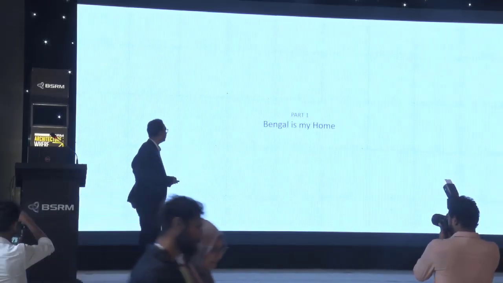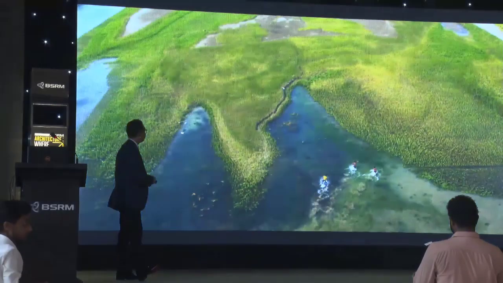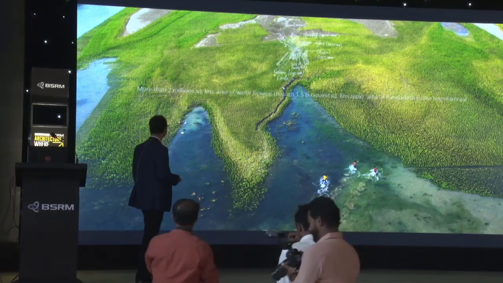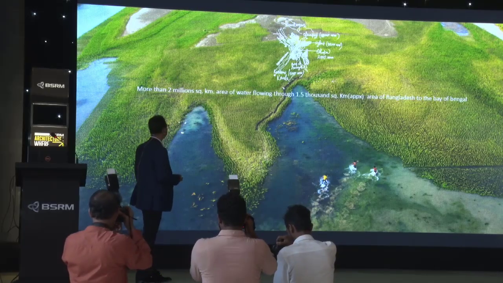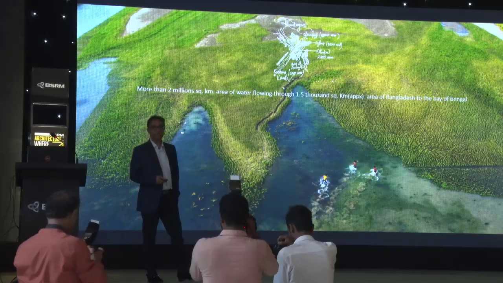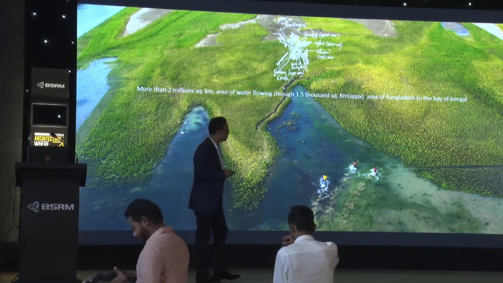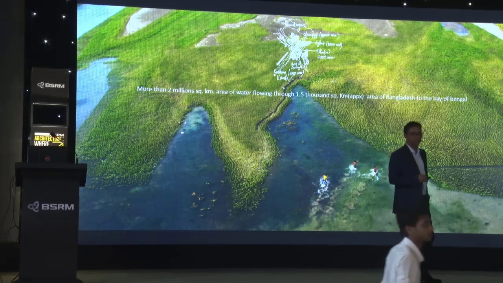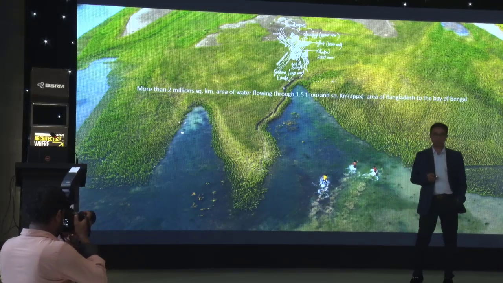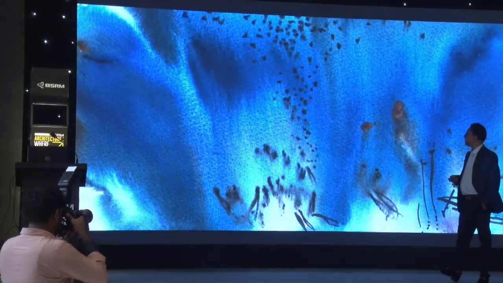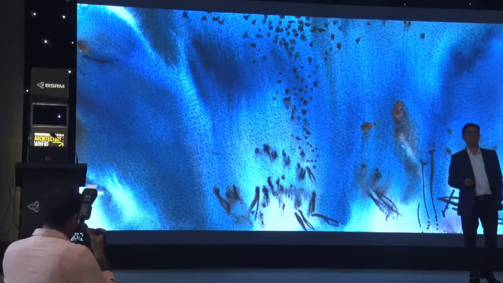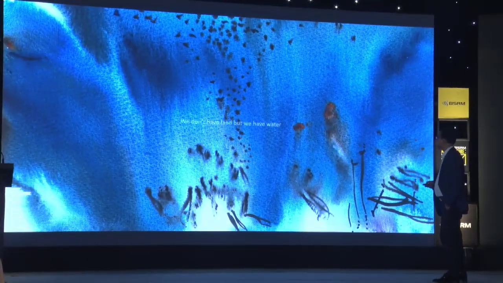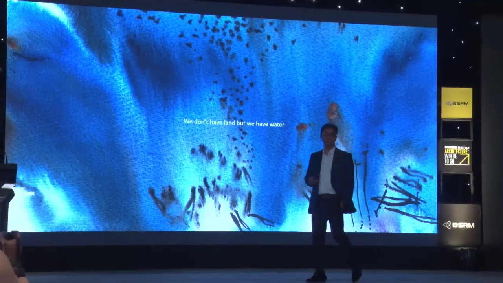Part one: Bengal is my home first, and this is the southern part of Bangladesh, which is amazing, full of water. More than 2 million square kilometers of water flows through. Bangladesh is approximately 150,000 square kilometers, but you see how much water it receives, probably 15 times its size, all going into the Bay of Bengal. I'll be showing a couple more watercolor paintings, sketches, and projects also, of course. We don't have land, we have just water.